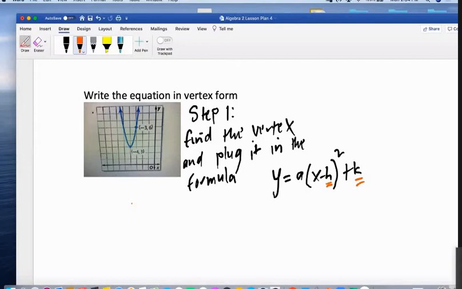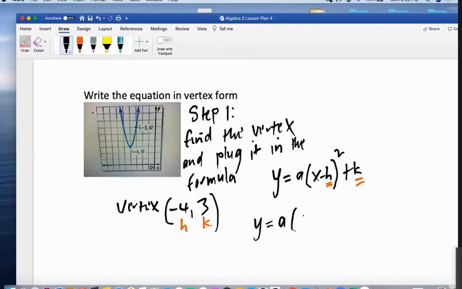So let's go ahead and go over this step. You want to plug in the vertex. Can somebody walk us through this step? We already said the vertex is what? -4 and 3. Exactly. And that'll be your H and K. So you want to go to the formula, and you're going to plug in H and K with -4 and 3. So let's do that. We got Y equals A parenthesis.